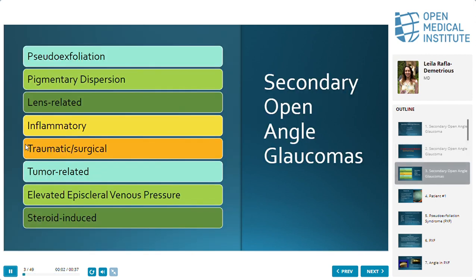So the secondary open-angle glaucomas are a large bag. We all know what primary open-angle glaucoma is, where we have physically open angles but develop glaucomatous changes. So secondary glaucoma involves identifiable causes. There are a number of them. We're going to go through pseudoexfoliation, pigmentary dispersion, lens-related glaucomas, inflammatory glaucoma, traumatic/surgical glaucoma, tumor-related, elevated episcleral venous pressure, and steroid-induced. So let's go through some scenarios.